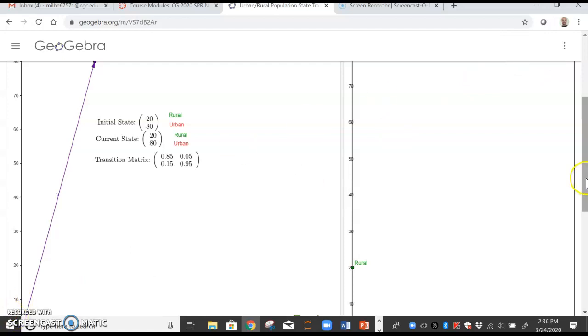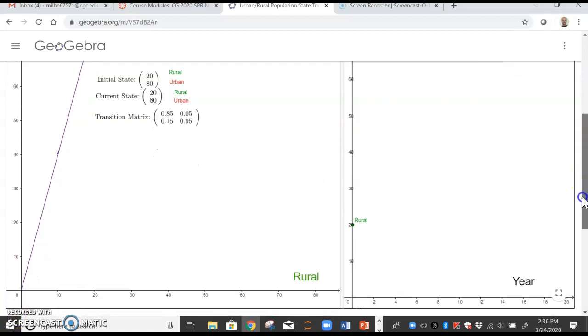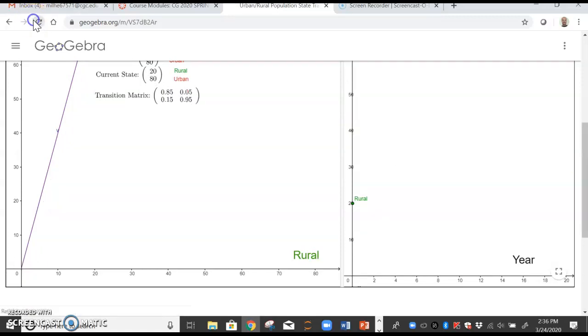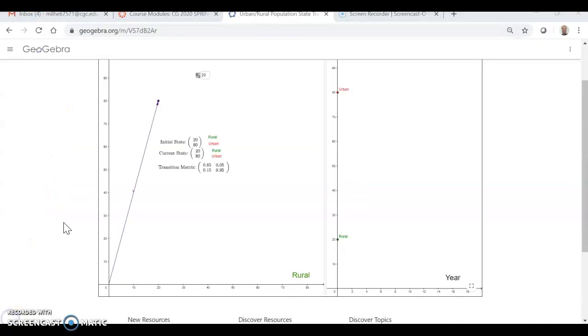So what we have over here, we are zooming out actually. Let's try to refresh this real quick. All right, so we see right over on this graph, this is the t-axis here. Think about this as the table we were looking at. At time 0, there are 20 people in the rural setting, 80 people in the urban setting. So these two dots are the components of our current state vector. So rural at time 0 is 20, urban at time 0 is 80.